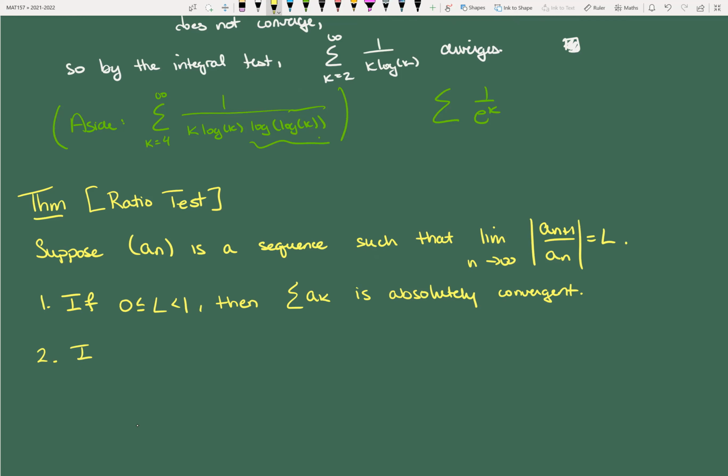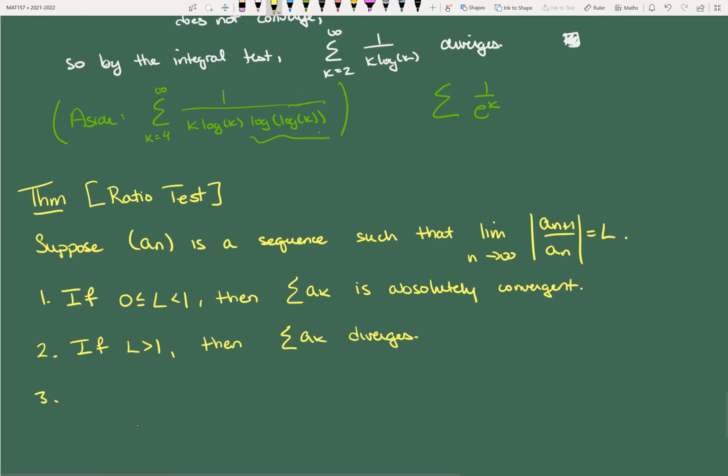Now, if L is greater than one, then the series diverges. And notice that that's not saying it's not absolutely convergent. That's not what L greater than one tells you. Knowing that a series is not absolutely convergent doesn't tell you anything about the original series, because you could be conditionally convergent, right? No, that's not what it's saying. This is explicitly saying if L is bigger than one, then the original series diverges.